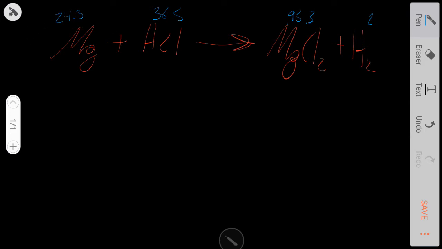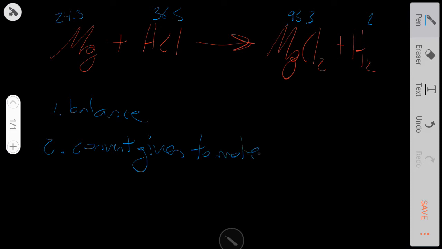So now we've done quite a bit of work already. The rest is just plugging and chugging. So to solve stoichiometry problems, step 1 is to balance and find my ratio. Step 2 is to convert what you have, convert given to moles. Step 3 is to use my ratio from my balanced equation. And step 4 is finally to convert to grams.